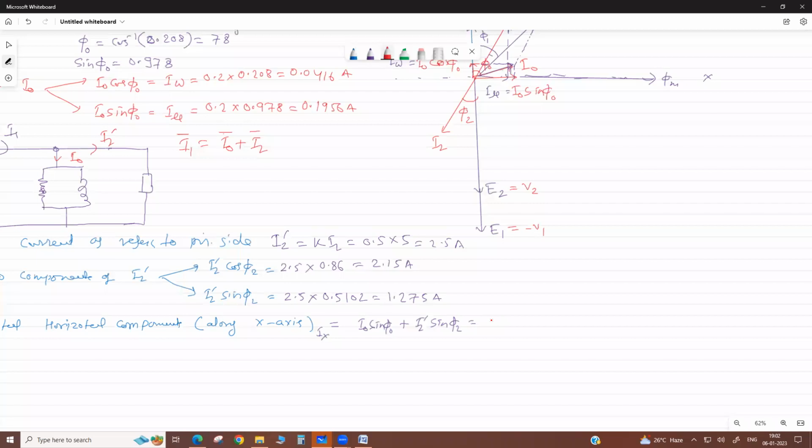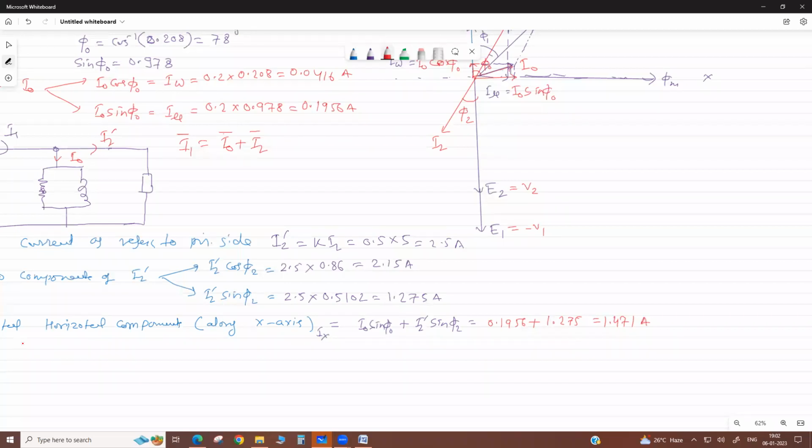It is I naught sine terms: 0.1956 plus sin phi 2 here also, it is 1.275. So it comes plus 0.1956. It comes 1.471.